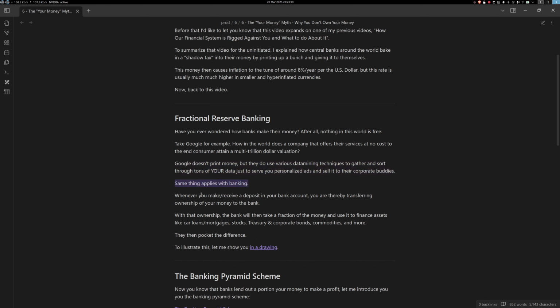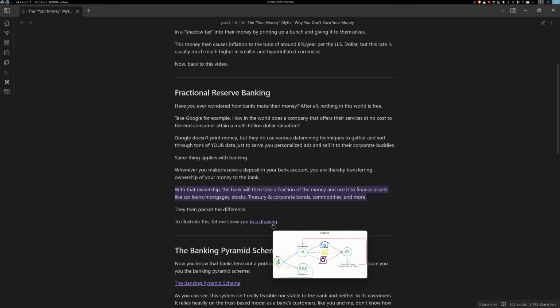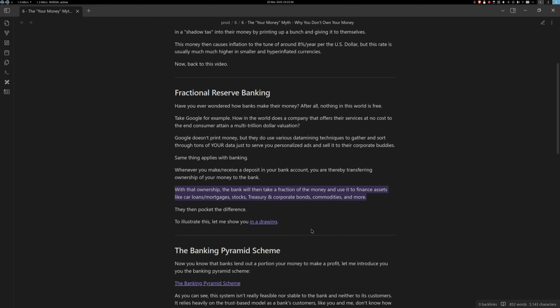Same thing applies with banking. Whenever you make or receive a deposit in your bank account, you're thereby transferring ownership of your money to the bank. With that ownership, the bank will then take a fraction of the money and use it to finance assets like car loans, mortgages, stocks, treasury and corporate bonds, commodities, and more, whatever makes them money. Then they, of course, pocket the difference.